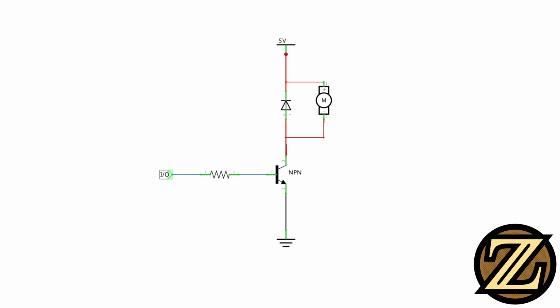The transistor is like a switch. We connect our I/O to the base. With the NPN transistor, current flows through the collector out the emitter when the base has voltage applied. In this circuit, when we apply 5 volts to the base of the transistor, we effectively close the switch, allowing current to flow from the collector to the emitter.